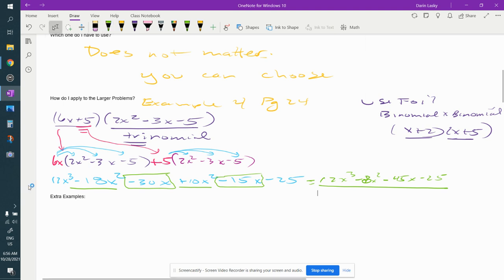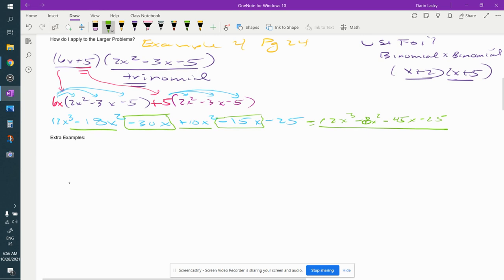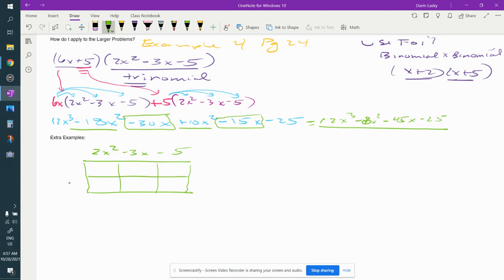You can also, here's a little extra example for you. You could use the area model on this one. So you could write your trinomial up here as 2x squared minus 3x minus 5. And then you could draw your box right here and set it up like that. And then you could break apart your 6x and your 5. And we do basically the same thing here. We do 6x multiplied through all these. You do 5 multiplied by 2x squared minus 3x minus 5. And then you're going to end up with the same answer.